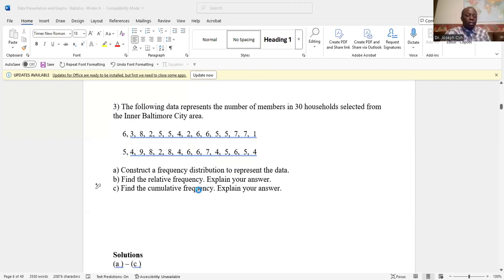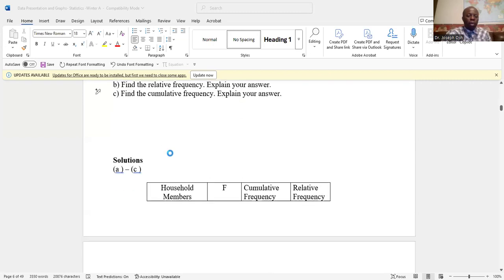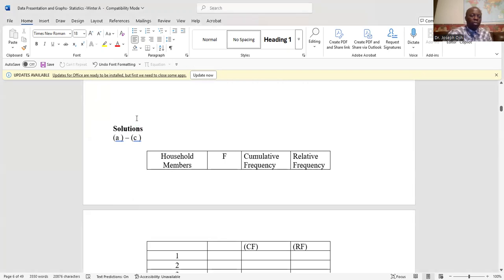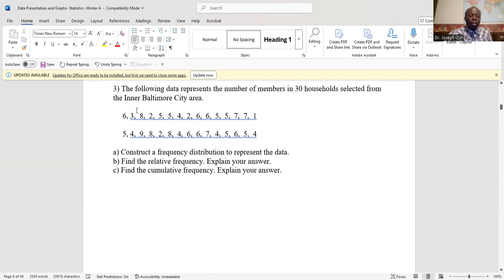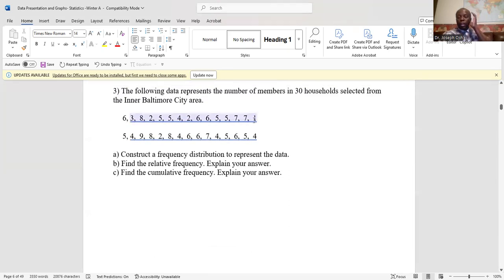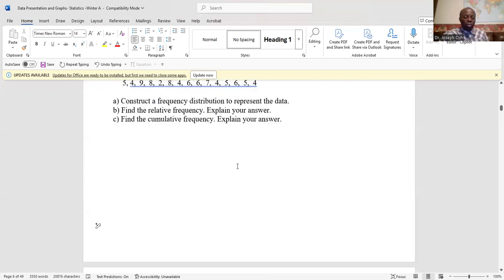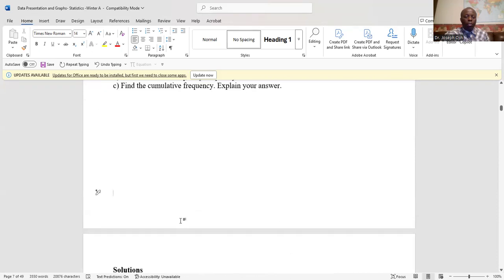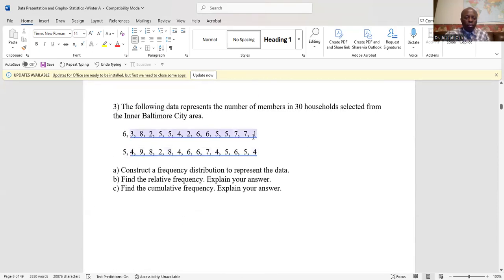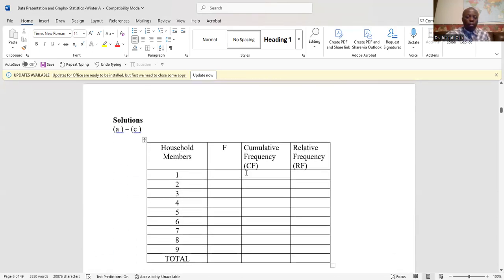This is a relatively small sample, so we can easily get it done. So let's see. It goes from 1. One is the smallest. The largest is 9. Let me move this down so you can see what I'm talking about. There's no 0 on it, so I'm going to go from 1 to 9. Then frequency: how many ones do we have? Only one of them. So I'm going to put 1 here.